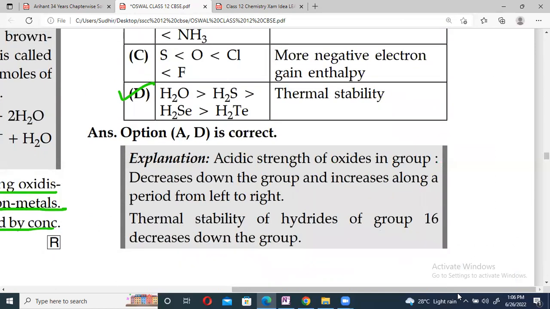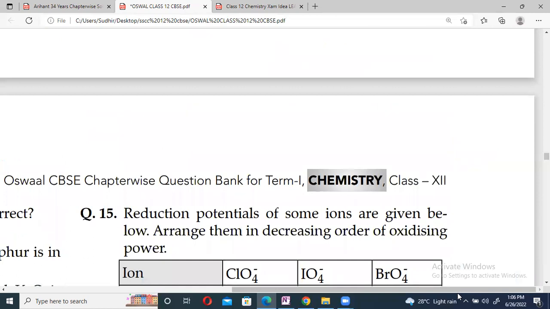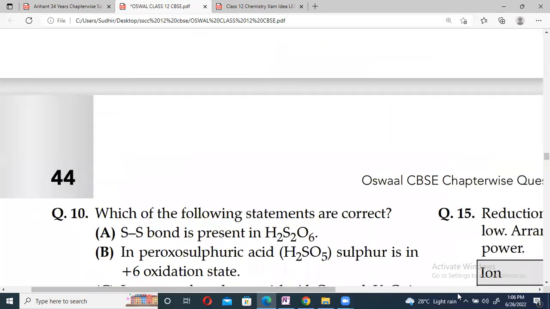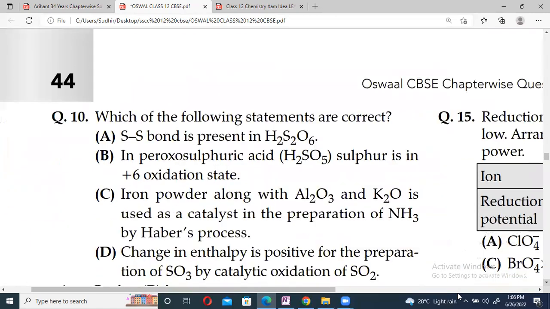Acidic strength of the oxides in a group decreases down the group and increases along the period. Thermal stability decreases down the group. Right? Then come to the next question. Which of the following statements are correct?